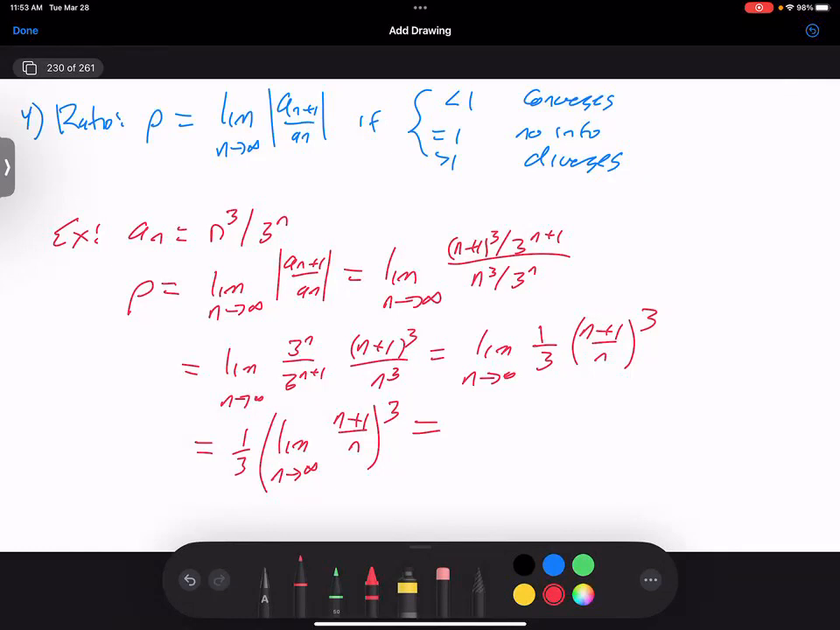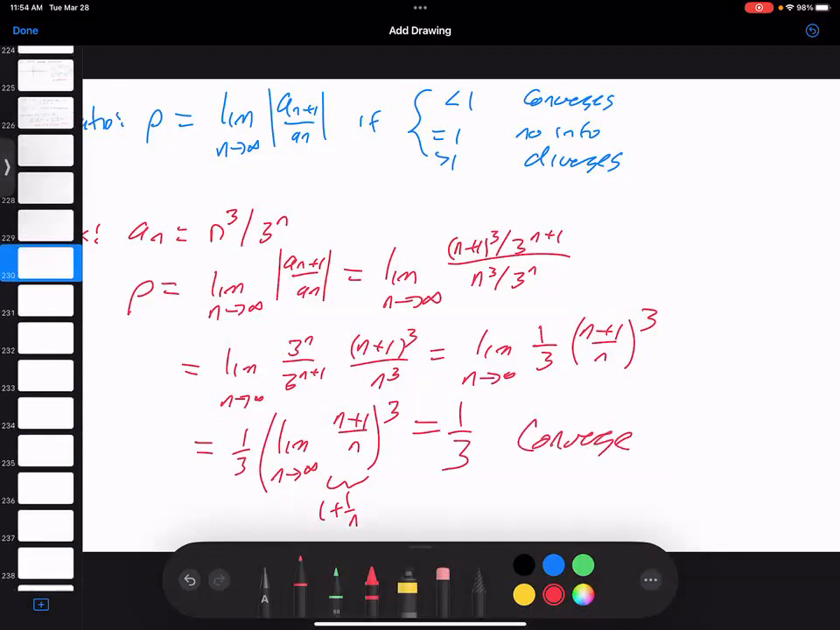If you think about what's going on, we have, say, 101 over 100, 1,000,001 over 1,000,000, 1,000,000,001 over 1,000,000,000. The difference is getting smaller and smaller in terms of how much this exceeds 1 by. You can write this as 1 plus 1 over n, and as n goes to infinity, 1 over n goes to 0. So this is just 1/3. So does this converge or diverge? It converges.